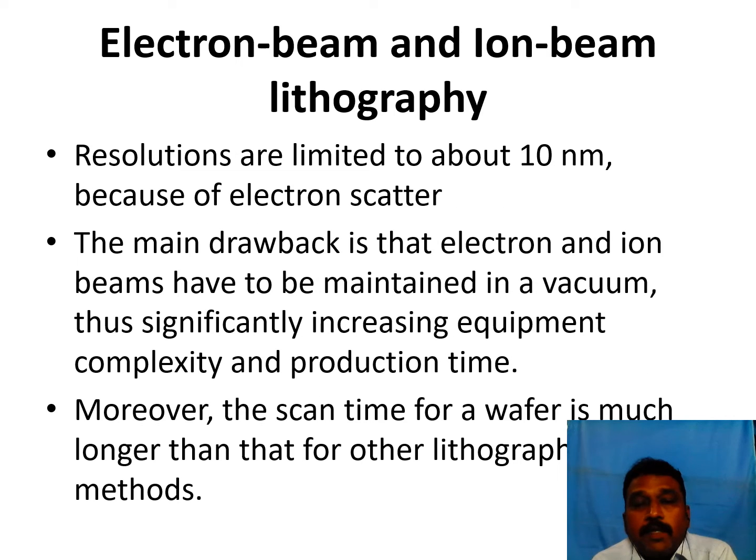So the resolution is limited, about 10 nanometers, because of the electron scatter. The main drawback is that it has to be maintained in a vacuum. So as we know, the electron beam and the ion beam should be maintained in a vacuum. So it involves equipment complexity, and the production time will be increased. The scan time for the wafer is also more than the other lithography processes.